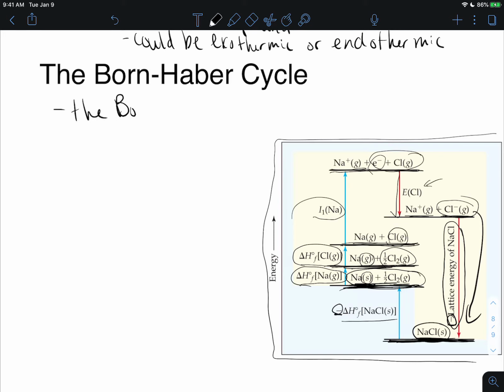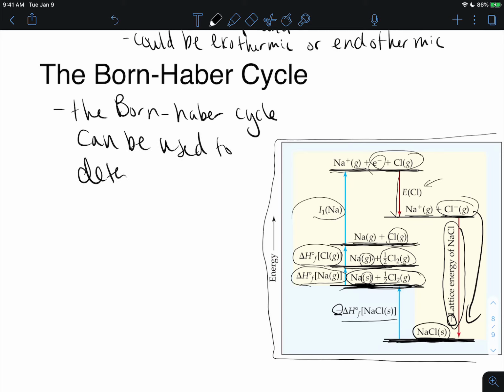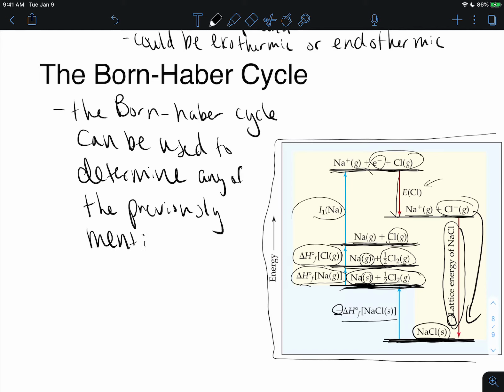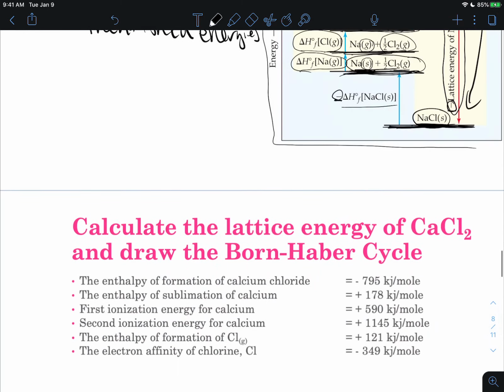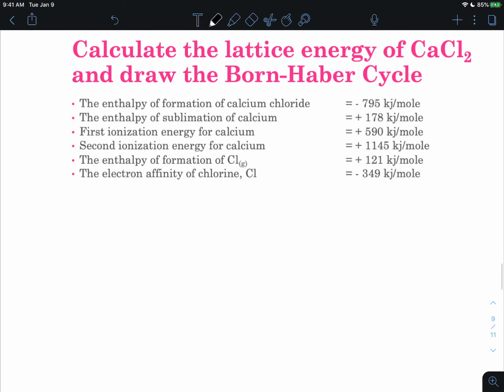The Born-Haber cycle can be used to determine any of the energies that I just mentioned. So let's actually try an example of determining energies within a Born-Haber cycle. Let's make a Born-Haber cycle and look at the energies themselves.